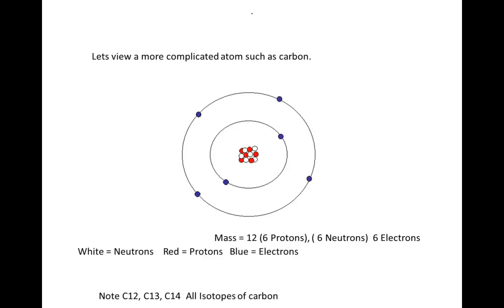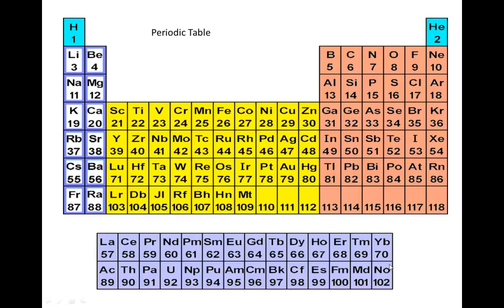And if you look at the periodic chart, the mass for carbon is 12, which is 6 protons and 6 neutrons. And in these outer shells is the remainder of the stuff, which we call electrons. There are several isotopes of carbon. There's C12, C13, and C14, and all of these have their significant contributions in science.